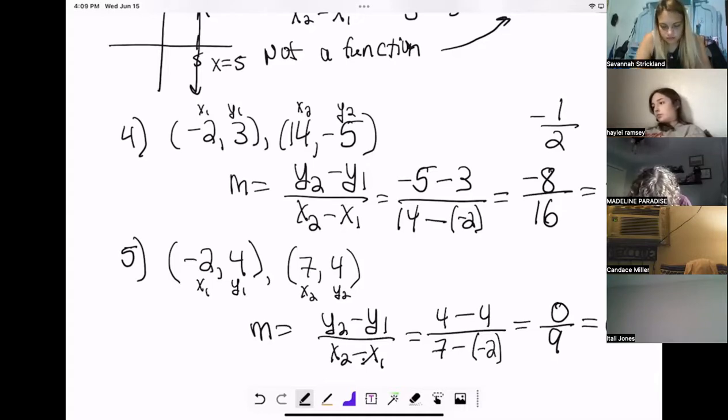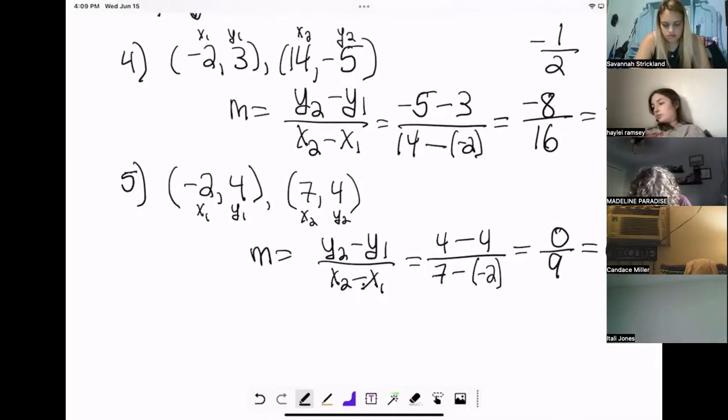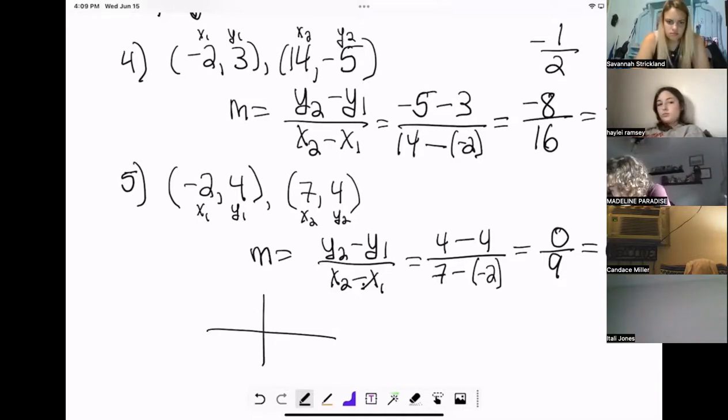We can have a slope of 0. Remember what a slope of 0 looks like? It's a horizontal line. Wouldn't you add that? 7 minus -2? Yeah, 7 plus 2, 9, right? It becomes 7 plus 2, because those two minuses become a positive plus.